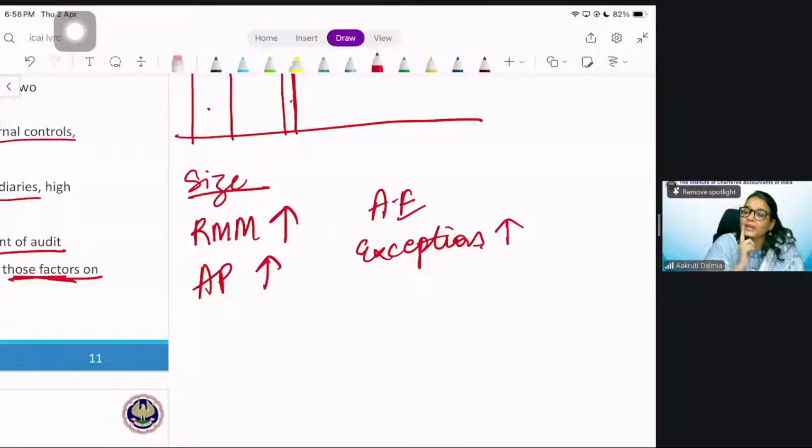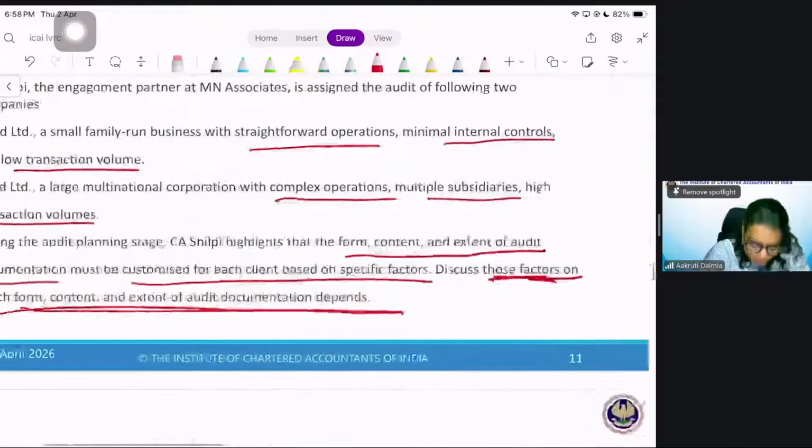If I can document the conclusion very easily, will it reduce my documentation? Yes. If it is very difficult to reach a conclusion, whether it is a true and fair view or not a true and fair view, and I'm not able to determine the conclusion easily, will it affect my audit documentation form, content, and size? Yes. So remember this question like this. Okay. Now look at the answer.